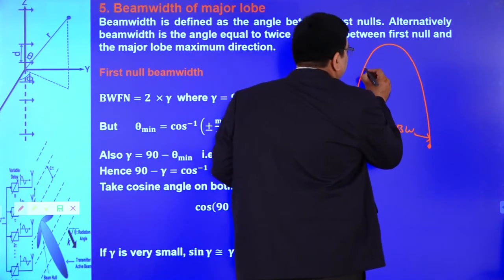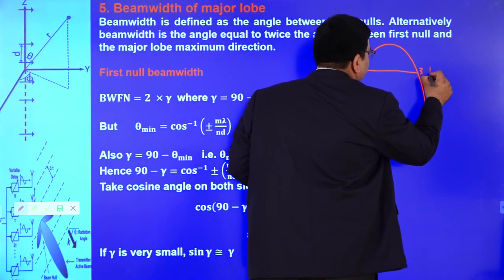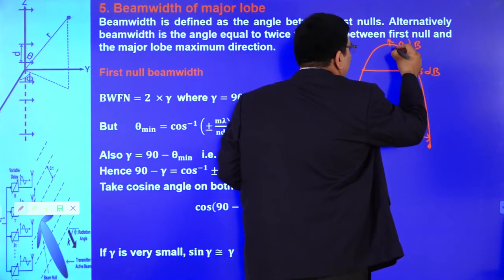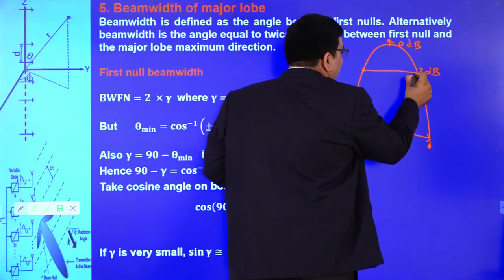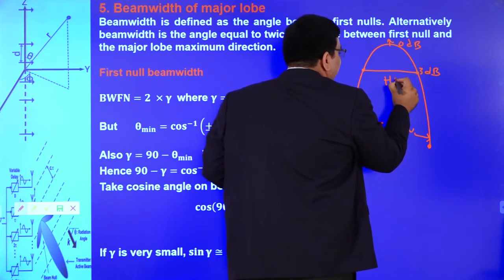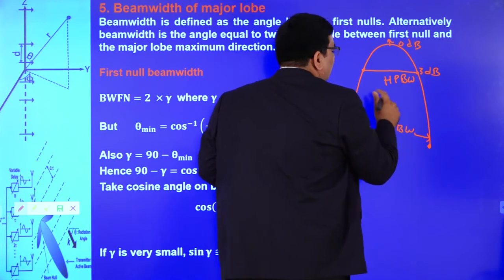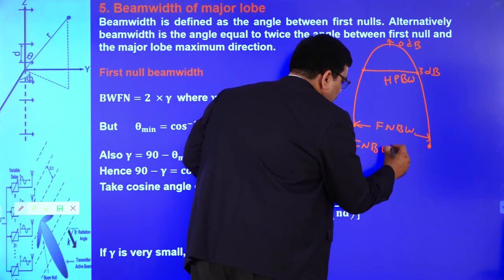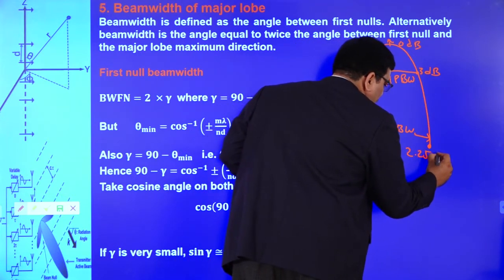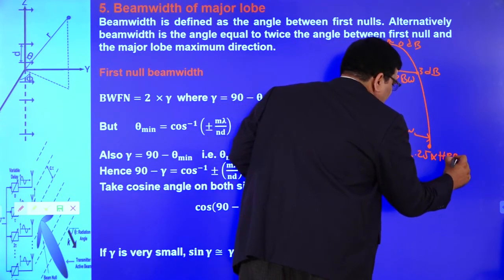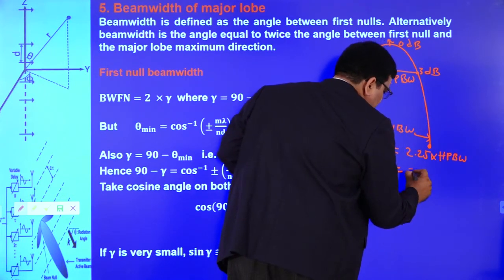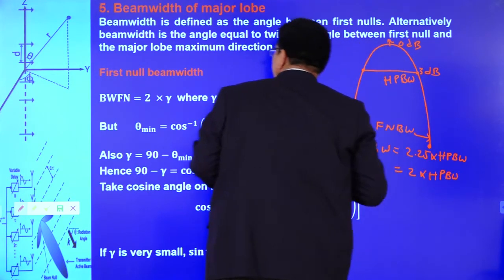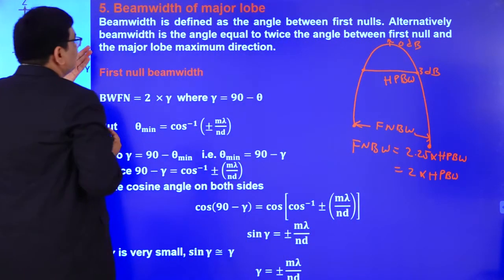Or if you take it at the 3 dB point, your maximum value is 0 dB. From that you draw a line at 3 dB and see that the angular difference between these two points is called the half power beam width. So your first null beam width is actually 2.25 times the half power beam width, but in most cases we say that it is 2 times the half power beam width. So that is the definition of your beam width.